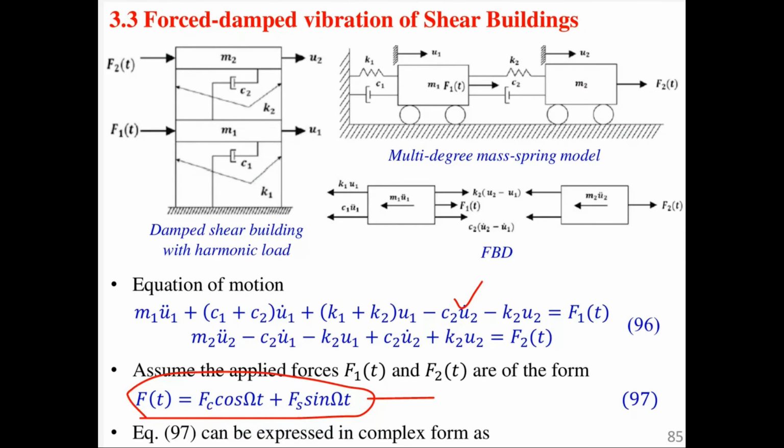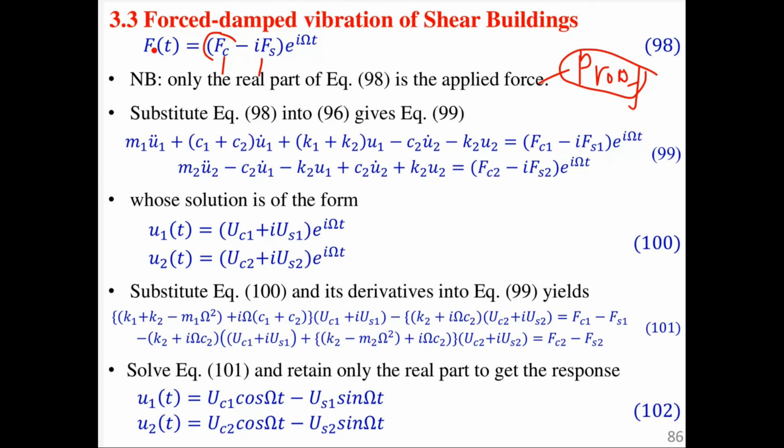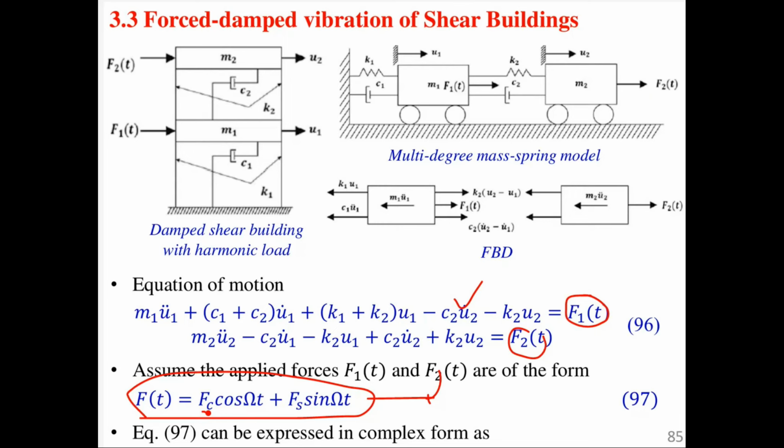And now we assume that the forcing functions at floor levels 1 and 2 can be expressed in this form. And so we can substitute for F1(t) and F2(t) using this equation. So that's why we are saying the same equation that we had, equation 96, we substitute equation 98 into 96. So this part is for the first floor level, the first degree of freedom, and the second degree. Don't be so much concerned about this.